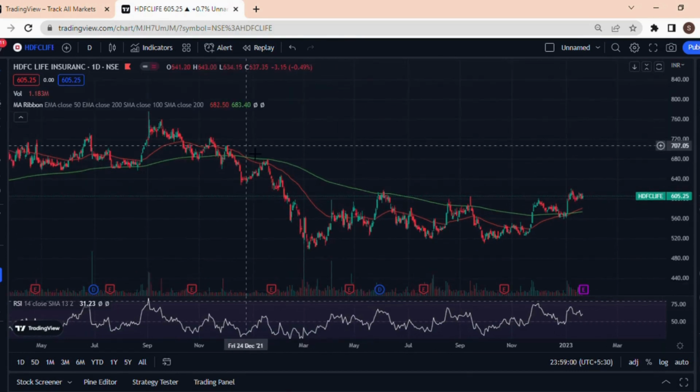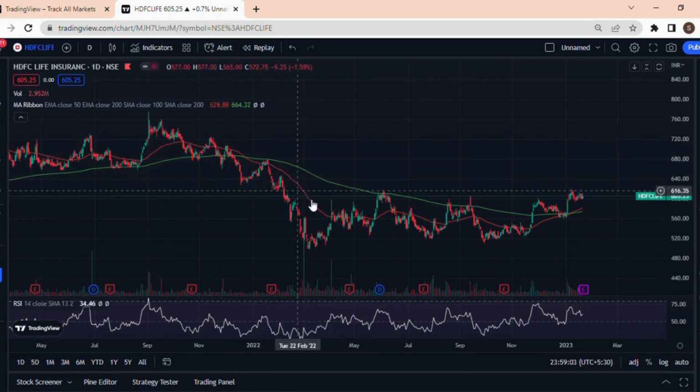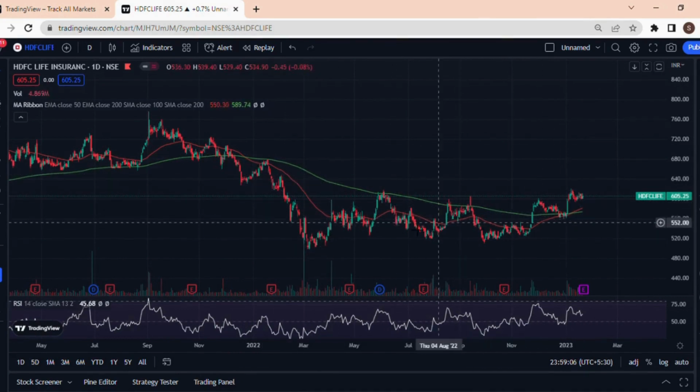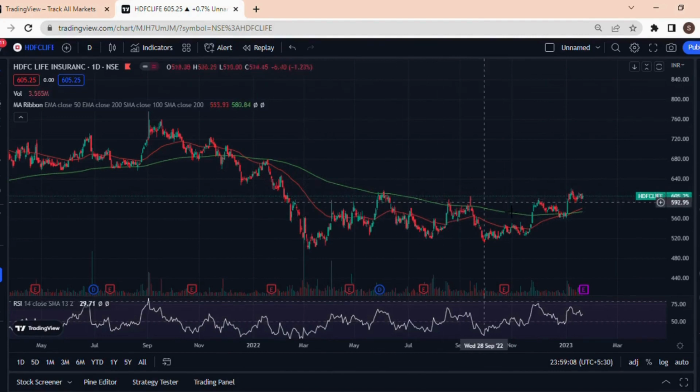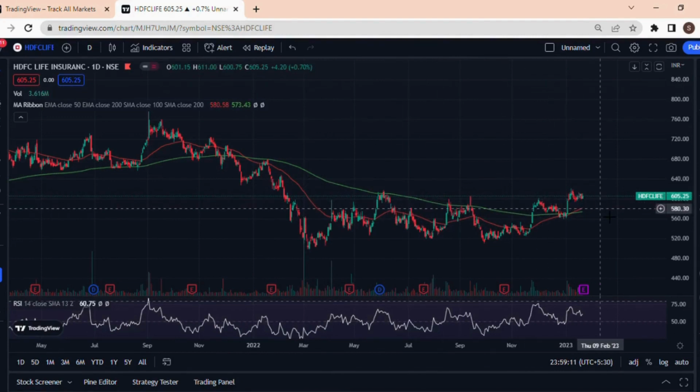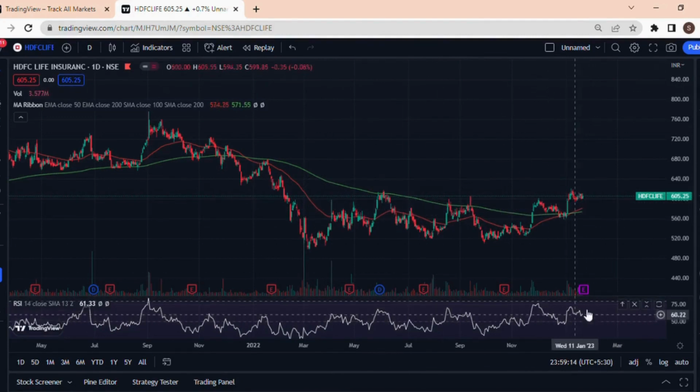Along with the candlestick chart, I have the exponential moving averages. The red one is the 50-day exponential moving average, and the green one is the 200-day exponential moving average. Apart from that, I have RSI as well as the volume profile.